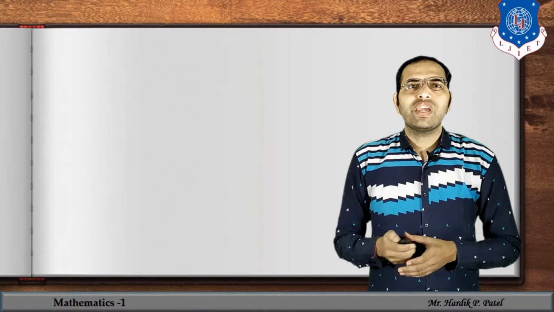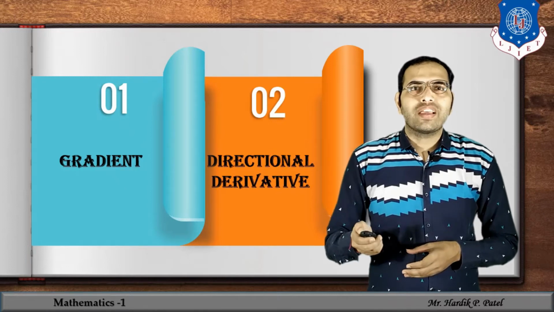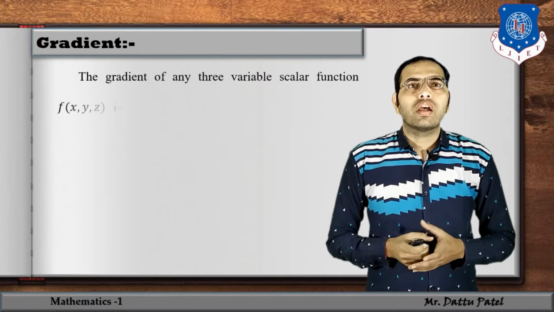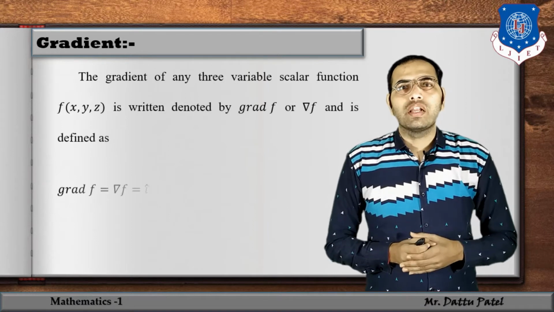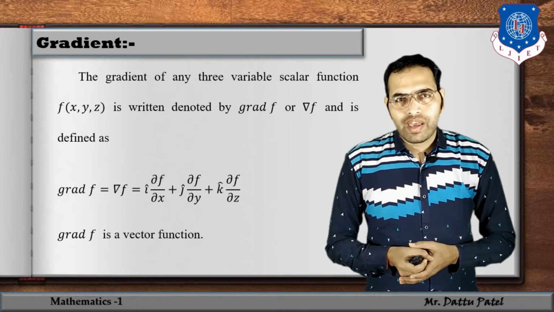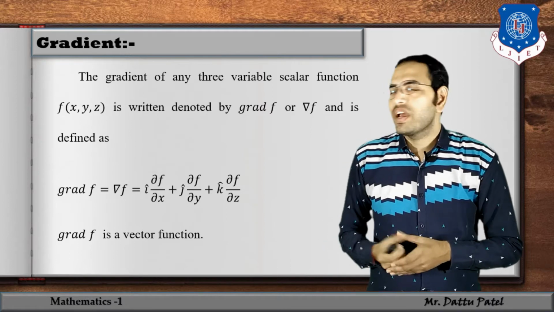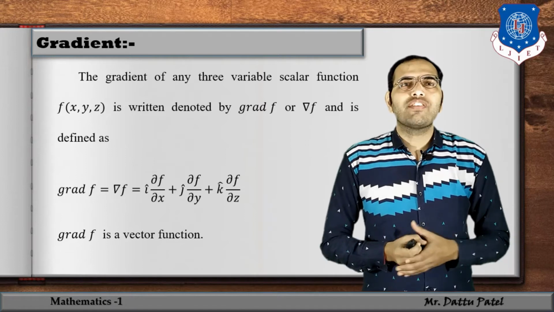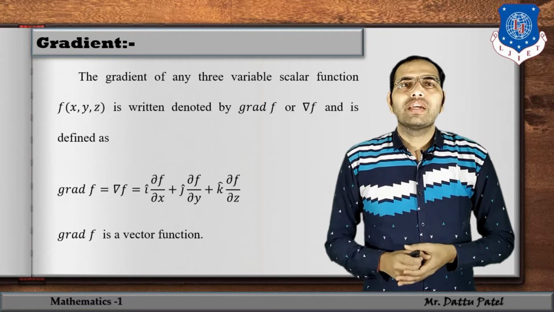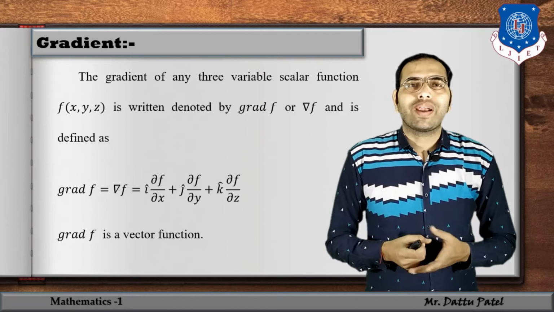Today's session, we are going to discuss the gradient and directional derivative. Let's see, firstly, gradient. The gradient of any three-variable scalar function f of x, y, z can be denoted by grad f or nabla f, and it is defined as grad f equal to nabla f equal to i cap del f by del x plus j cap del f by del y plus k cap del f by del z, where grad f is a vector function.